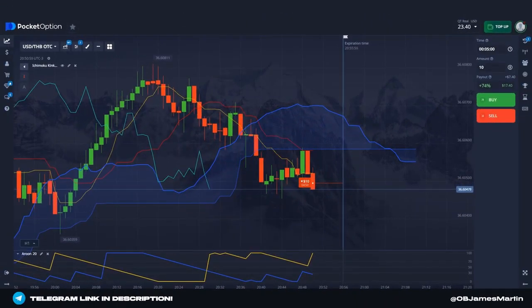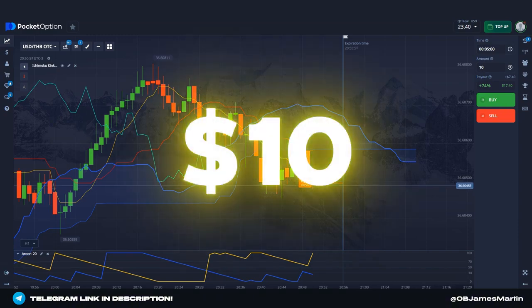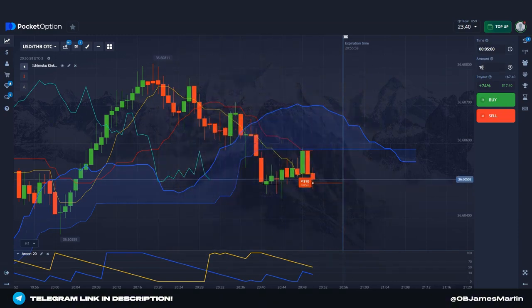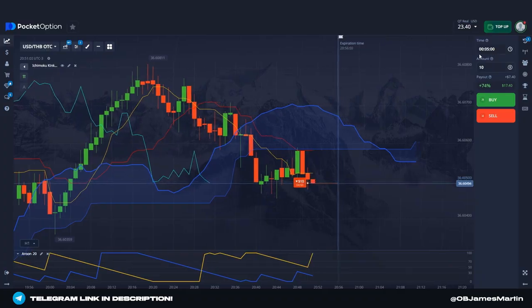It's time. The trade amount will be $10. The expiration time again, 5 minutes, okay? So pay attention to that. The signal is very similar. The situation is completely duplicated.